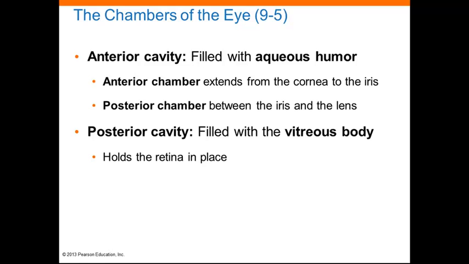That aqueous humor does drain out through the scleral venous sinus. The posterior cavity is filled with the vitreous body or vitreous humor, and that is responsible for holding the retina in place up against the choroid coat and the sclera.